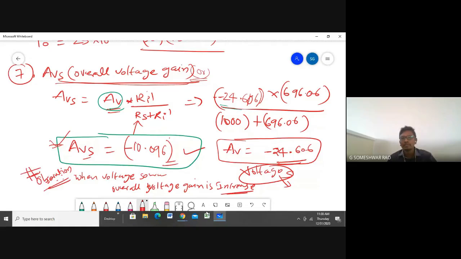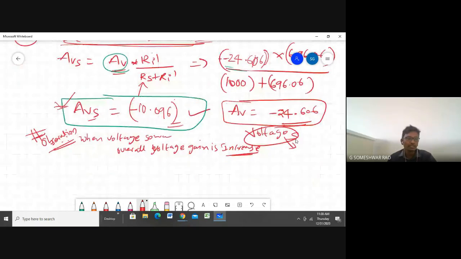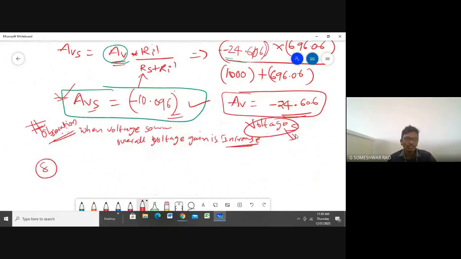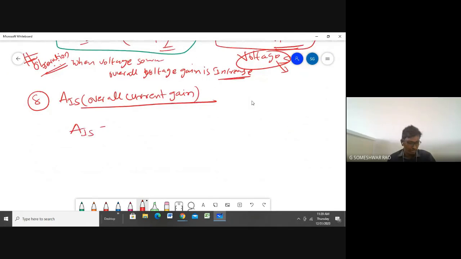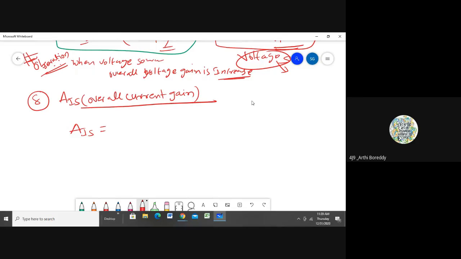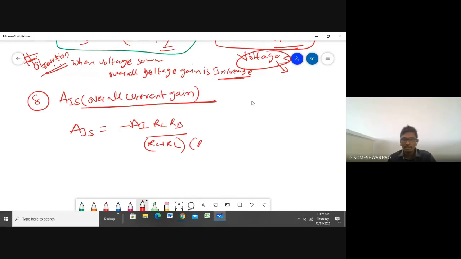Okay, so next is AIS, the last parameter. Take down the eighth parameter, AIS. Overall current gain. What is the formula for overall current gain? AIS is minus AI into RL into RB by RC plus RL into RI plus RS, RC plus RL into RI plus RS. Is it okay, sir?